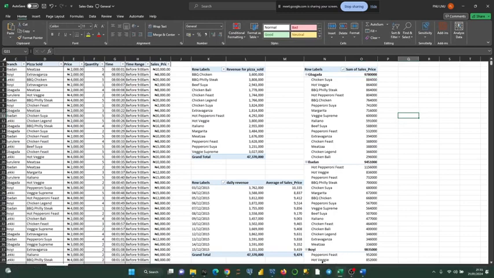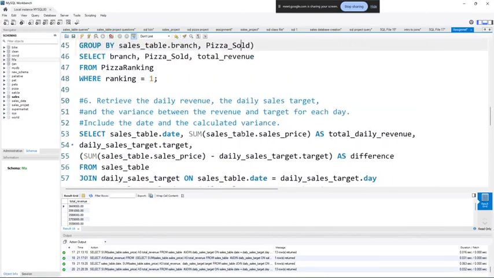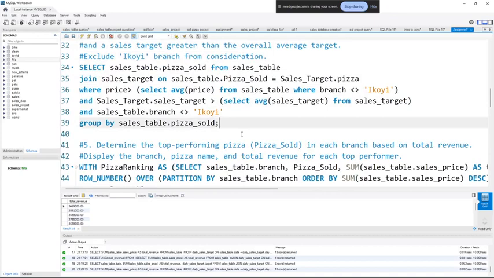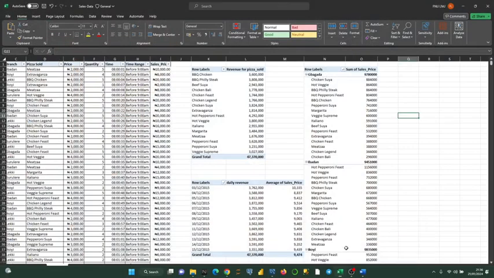Now let's go back to question 5. Determine the top performing pizza in each branch based on total revenue. That is, you have to display the branch, the pizza name, and the total revenue for each top performer. So what I want to do is like this. We've done something like that before.